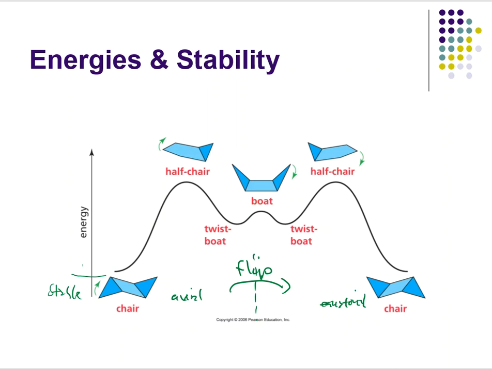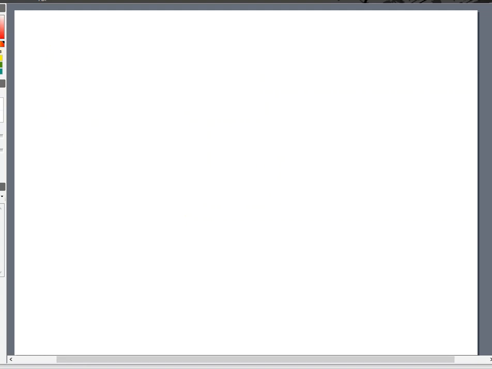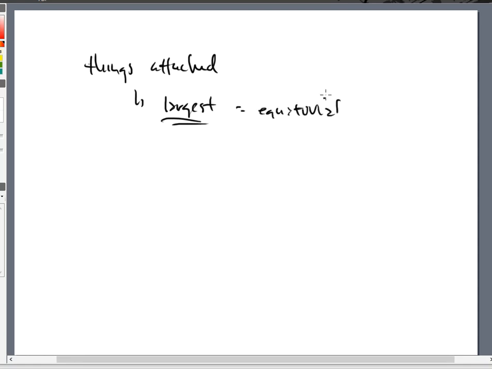Okay, something else, I've already kind of mentioned it, but I do think it's worth repeating because we're going to start to see these in some of the example problems. But when things are attached to that particular ring, to the cyclohexane ring, we want to make sure that the largest groups go into an equatorial position whenever possible. All right. The reason for that is the equatorials are the most stable, and the largest groups need to go into the most stable conformer. So that's the reason that they orient themselves the way that they can.